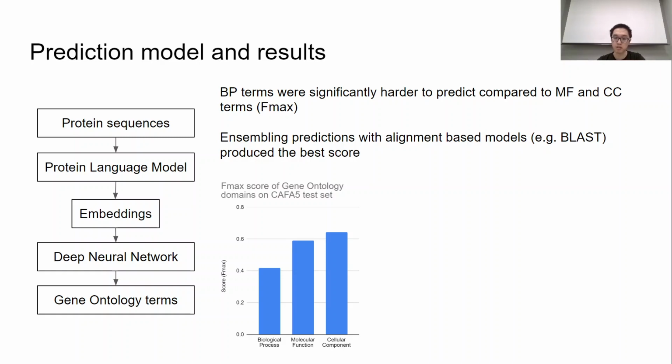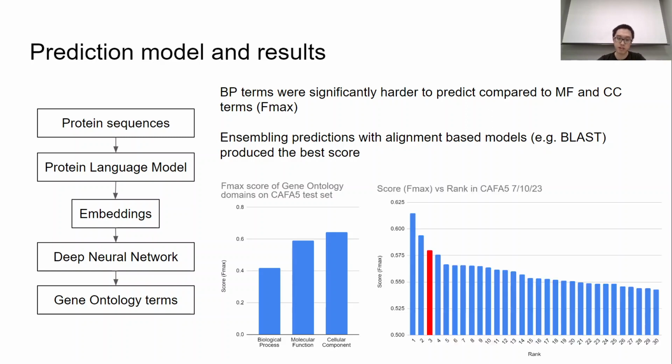We observed that biological process GO terms are harder to predict compared to cellular component and molecular function based on the Fmax score. Overall, out of over 1,000 teams who have made predictions in this competition, our current rank on the leaderboard is third, which indicates that our model performs fairly robustly compared to its peers.